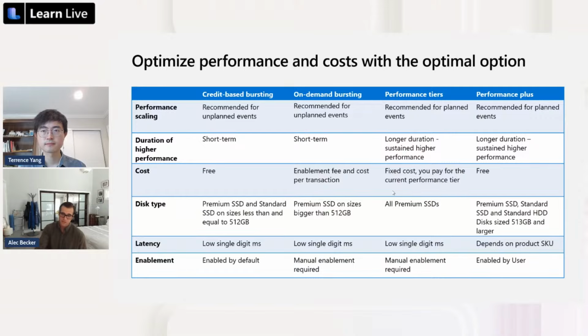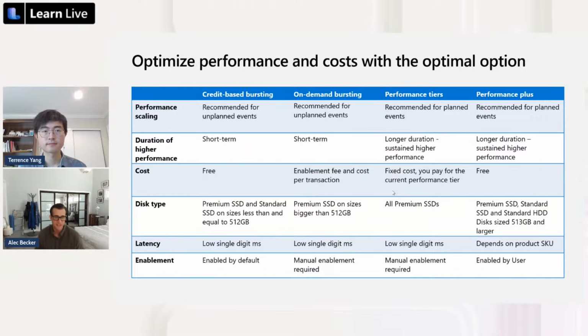So if you go up a tier, say you go from P30 to P50, you will pay for that P50 cost. And then when you tier back down to that P30, you'll be then charged for that P30 cost. With Performance Plus, we give you all that performance for free. So yeah, that one's kind of a no-brainer. Go ahead and use that feature.